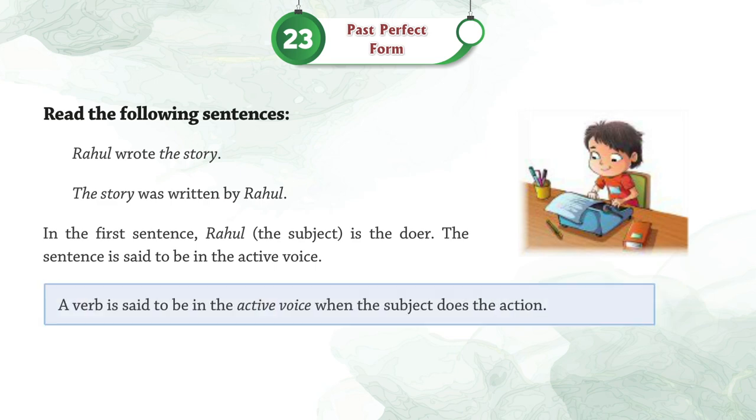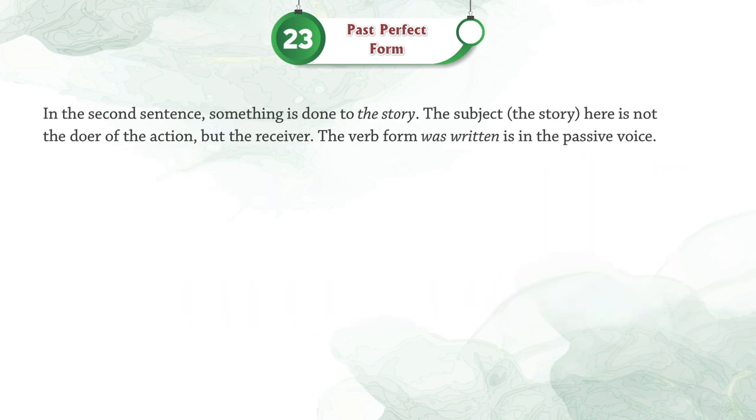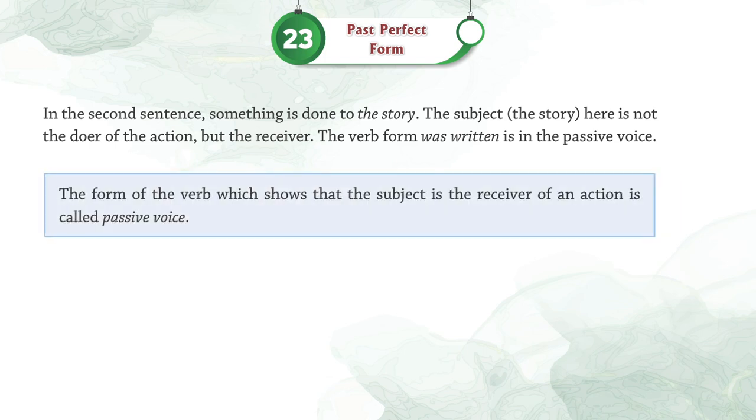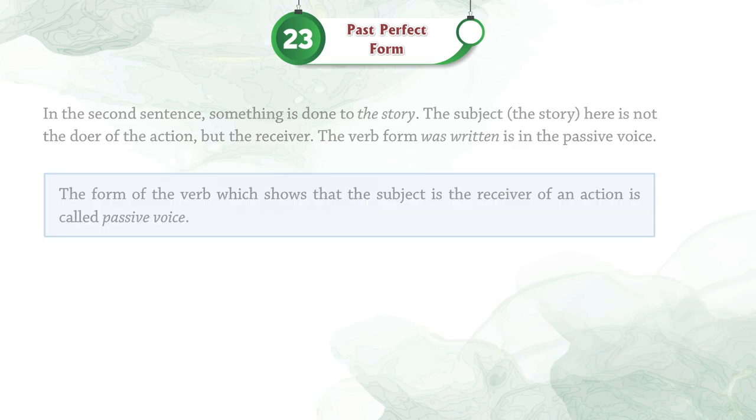A verb is said to be in the active voice when the subject does the action. In the second sentence, something is done to the story. The subject, the story, here is not the doer of the action but the receiver. The verb form was written is in the passive voice. The form of the verb which shows that the subject is the receiver of an action is called passive voice.